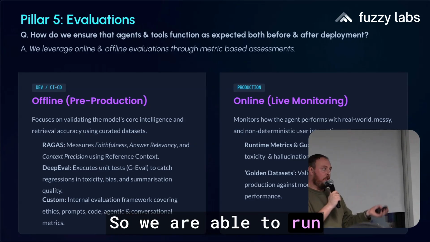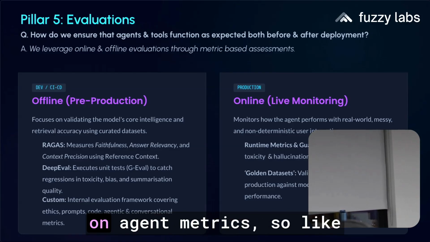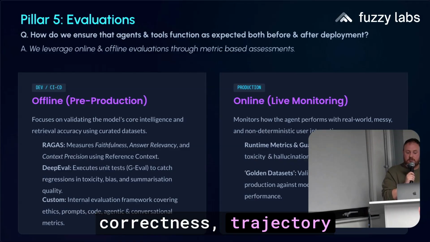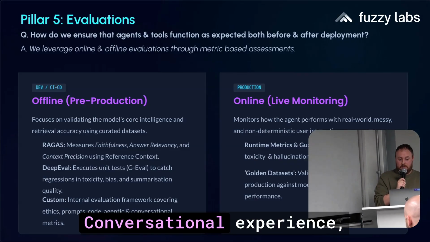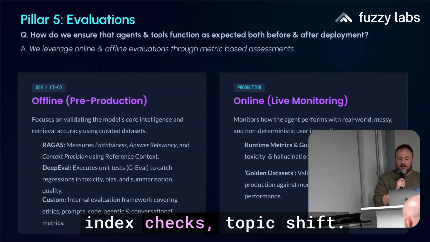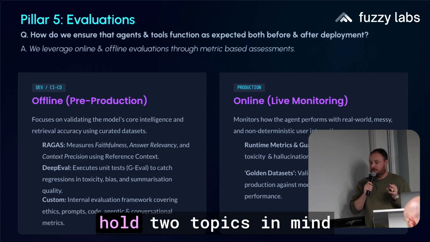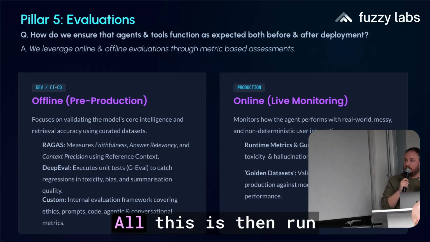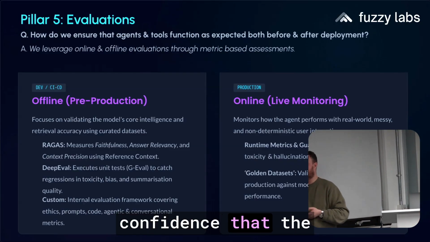So we are able to run offline evaluations on, and I'm going to check my notes, agentic metrics, like response alignment, tool correctness, trajectory, efficiency, conversational metrics with FinBench, conversational experience index checks, topic shift: did the agent manage to continuously hold two topics in mind and solve both of them, turn efficiency. All this is then run offline, gives us the confidence that the agent is going to do what it should do in production.